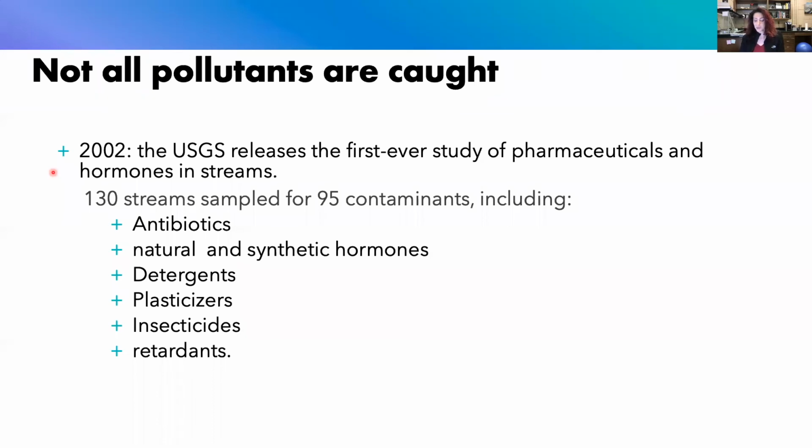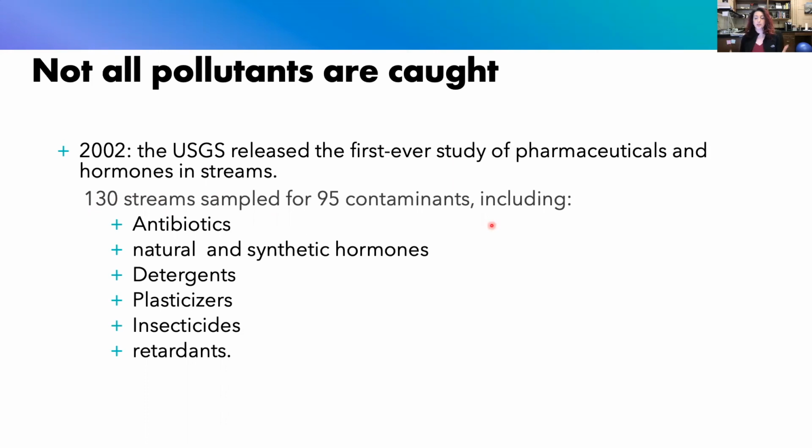However, despite all of those multi-tiers of treatments and different materials and stages overseen by those septic engineers, not all pollutants are caught in the end. In 2002, the USGS, or the United States Geological Survey, released the first ever study of pharmaceuticals and hormones in streams. And so they sampled 130 streams for 95 contaminants.